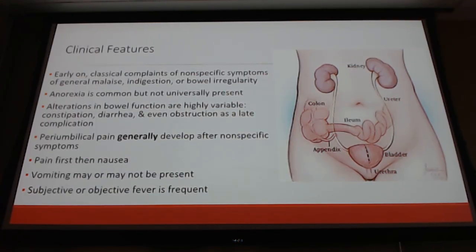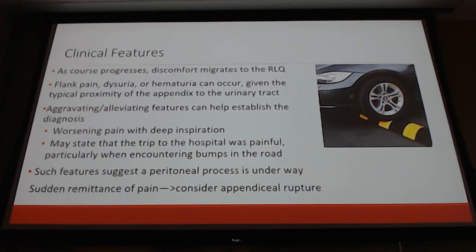But again, that periumbilical pain, then the nausea, vomiting may or may not be present, and then subjective or objective fever. Subjective meaning they feel like they're hot. Objective meaning they actually have vitals consistent with a fever. So again, anorexia being number 2. That's why it's second on the chart there. Discomfort is going to migrate to the right lower quadrant. It can potentially be accompanied by flank pain, hematuria, dysuria, and that just has to do with the proximity of the appendix to the GU tract, the urinary tract.